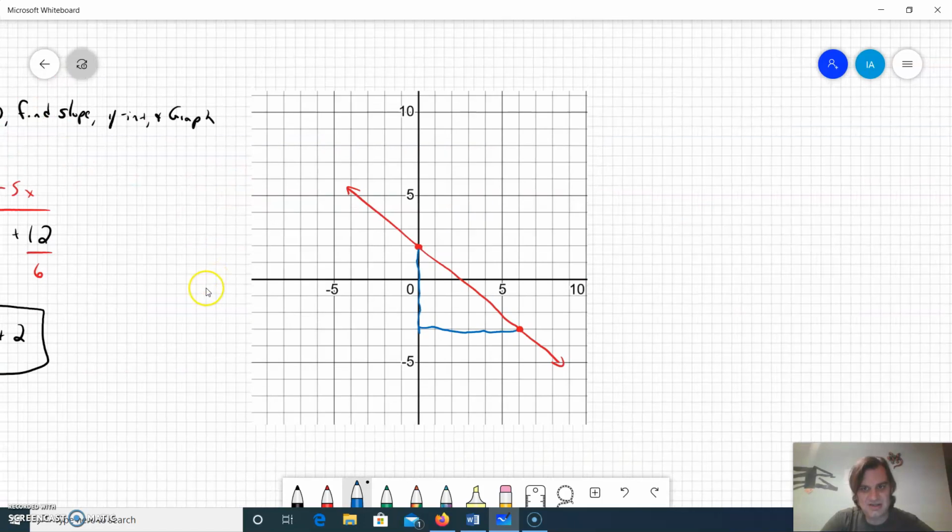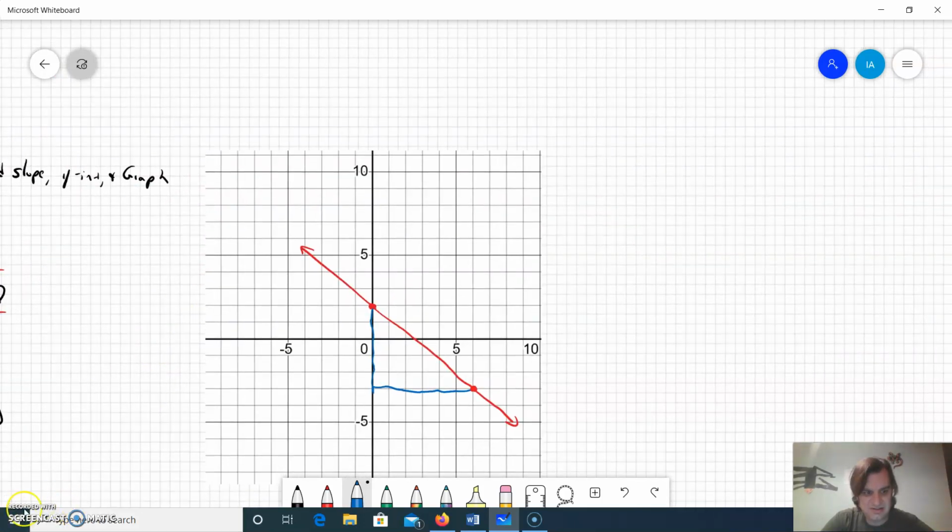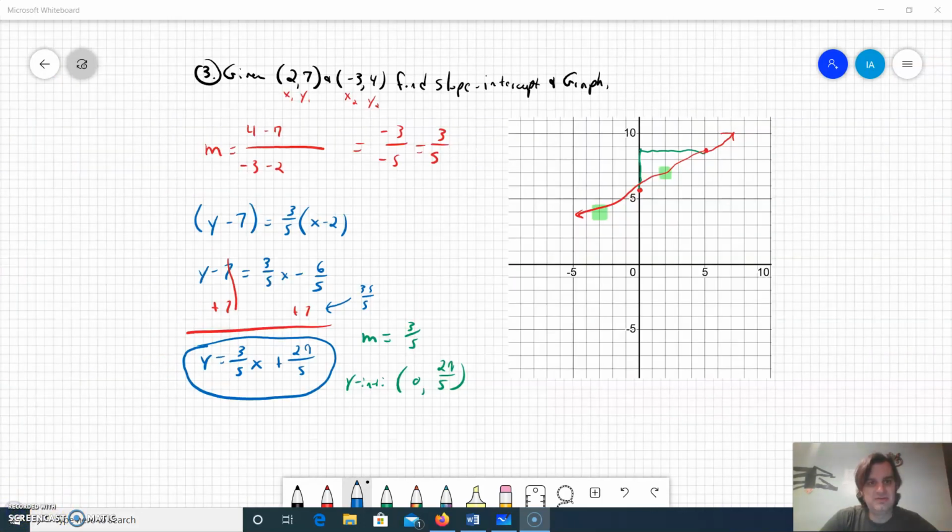Okay. Number 3, you were given the 2 points, (2, 7) and (-3, 4), and you're told to find the slope, intercept, and the graph. The slope-intercept form of the equation is y equals 3/5 x plus 29/5, and I have the graph over here.